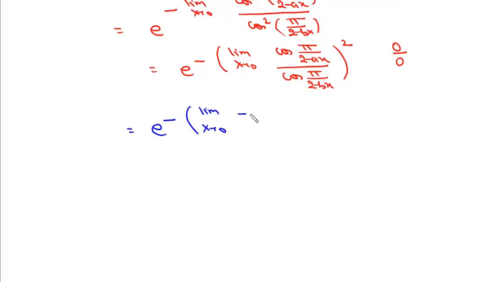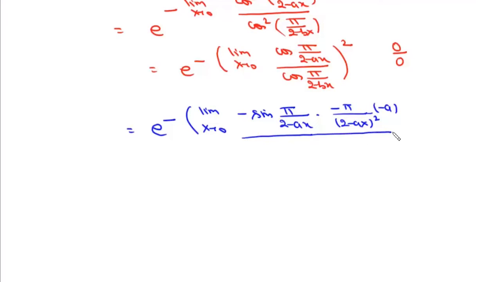Now the differentiation of cos is minus sine, so it will be minus sine (pi/2 minus ax) into minus a in the numerator, and the denominator will be minus sine (pi/2 minus bx) into minus b, whole square.